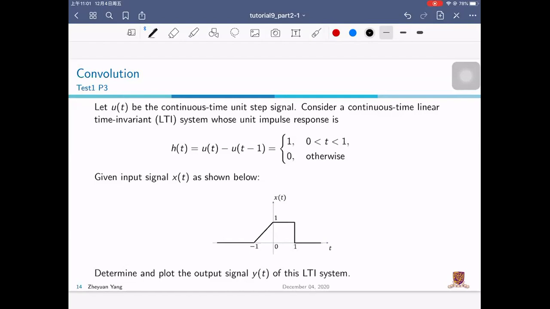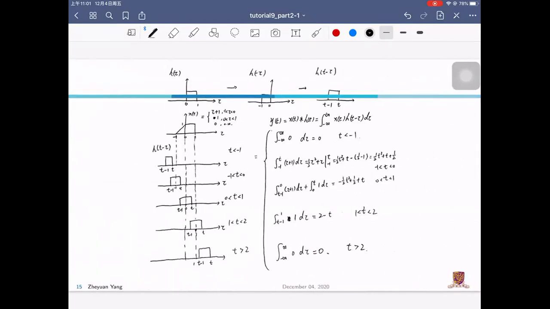Okay, let's see the answers. For this problem, we have five cases. And this is the previous method. Like I said, if you get confused with the tau and t, you can change it to p here, to easily distinguish these two variables. Because when you shift it, you may get confused with the parameters. But if you truly understand the convolution meaning, I think you won't confuse these two parameters.